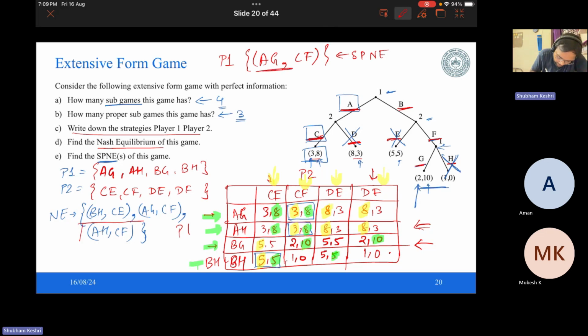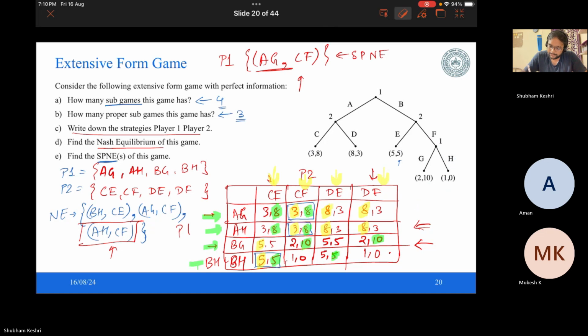You see only one equilibrium which is matching as subgame perfect and Nash equilibrium. There are 2 other equilibriums in Nash equilibrium which is not subgame perfect. So, is this clear? Then we can move forward. Is this idea clear? We have 3 Nash equilibriums and 1 subgame perfect Nash equilibrium.